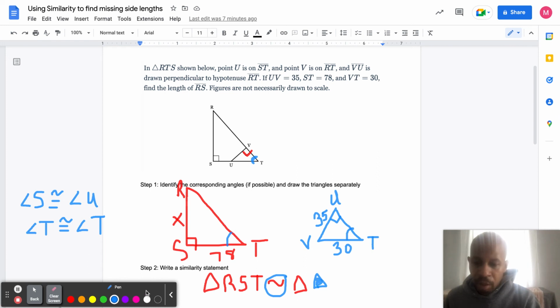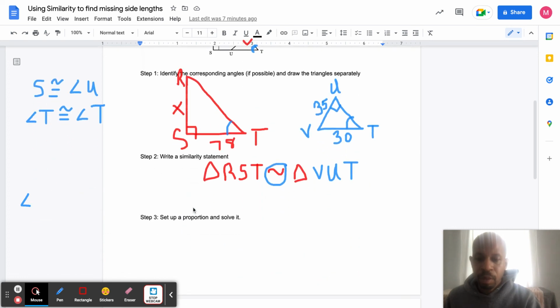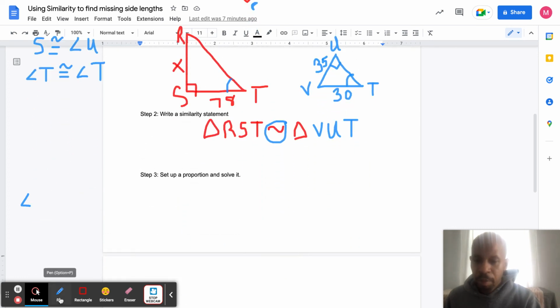So I'm gonna erase that. One second. Let me just erase this. And I'm going to now write the other similarity statement. S is congruent to U, so that has to go in the middle. T is congruent to T, so that has to go at the end. So that means V has to go in the front. All right. And now you can set up a proportion.